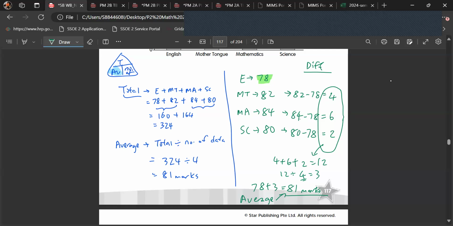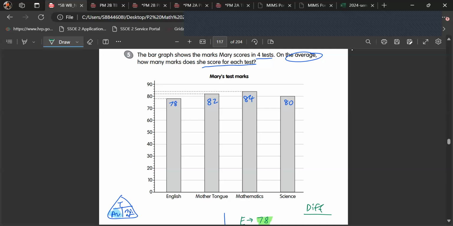Here, what is happening is this. I'm investigating the four subjects and asking how they are different from each other. So I look at the lowest mark, 78 here, and I make a cut here to see how they are sticking out. I noticed that everybody is more than English by a certain amount. They are not equal.